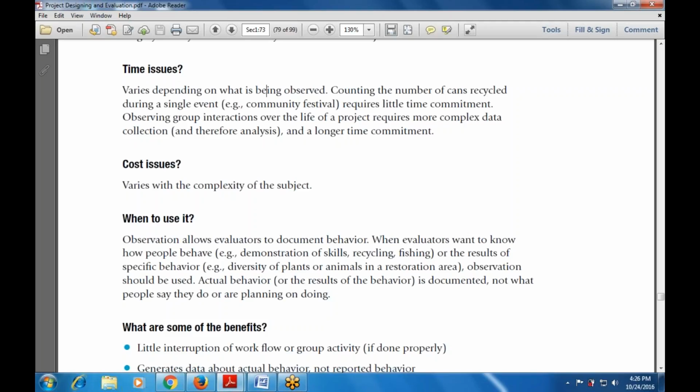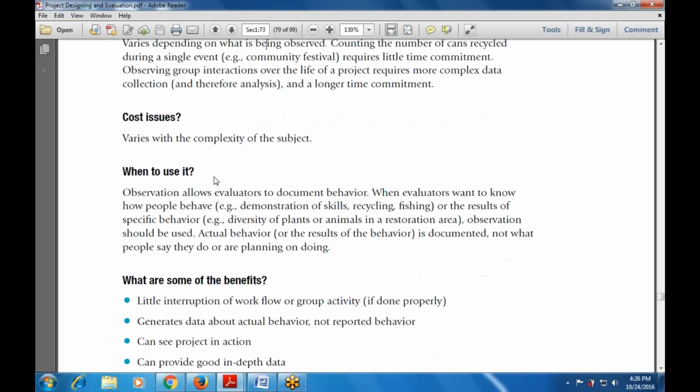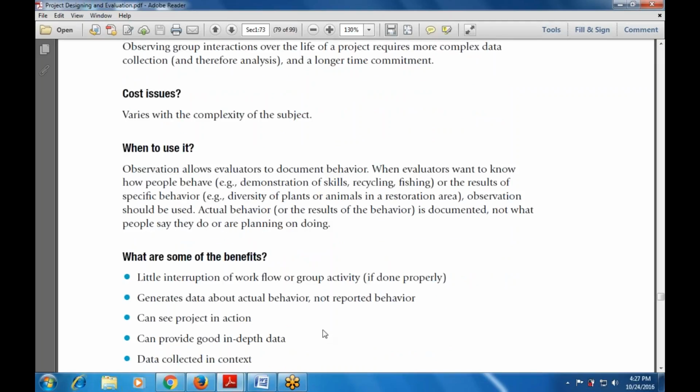The next is what are some of the benefits of observation, or how we observe, or what are the various pros and cons of observation. First is little interruption. Little interruption means there is no interruption of the workflow or the group activity if it is done properly.